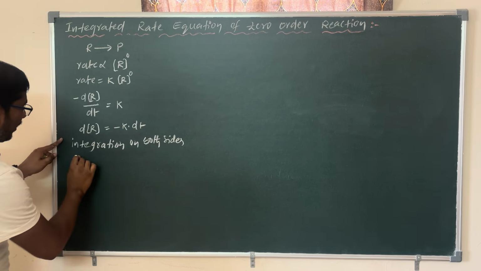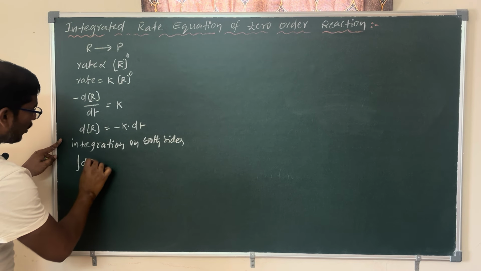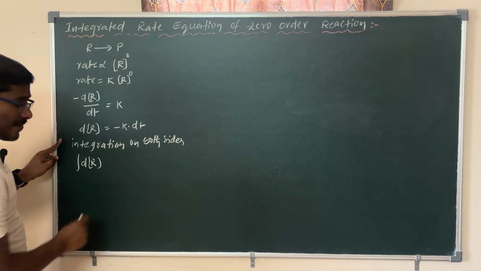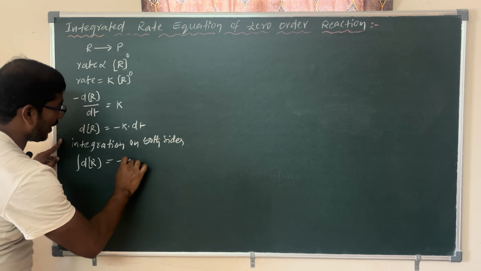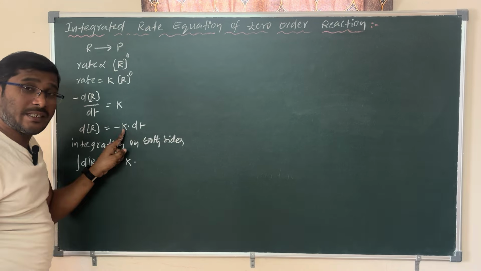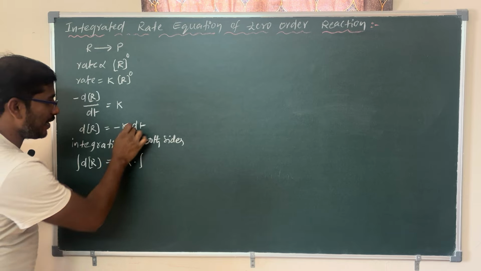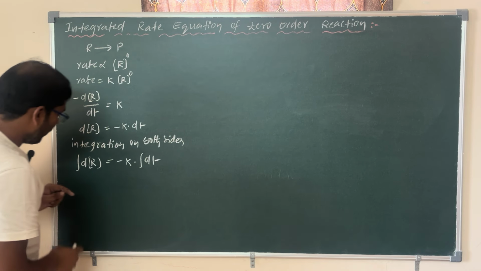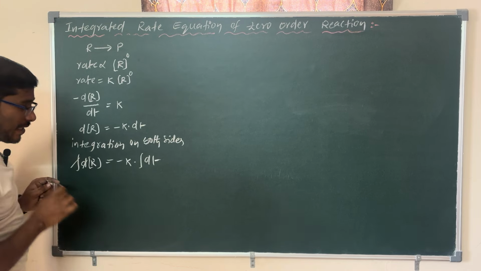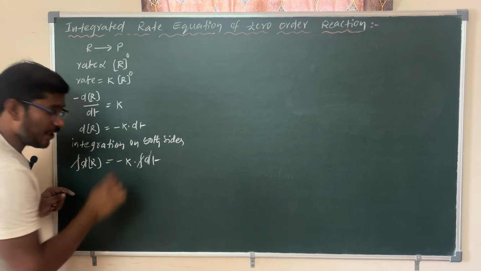What I am getting here? Integration of the small change in the concentration of reactants is equal to minus K into dt. K is a constant, so for the constant don't do integration. Now, the integrated rate equation. In integration, the differential gets cancelled.